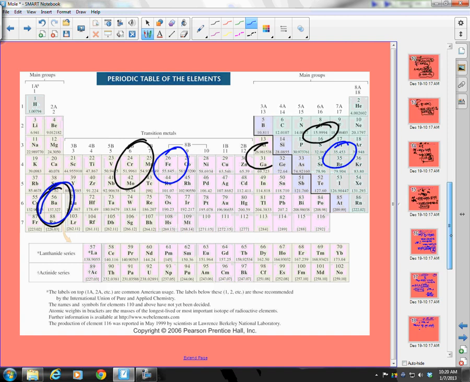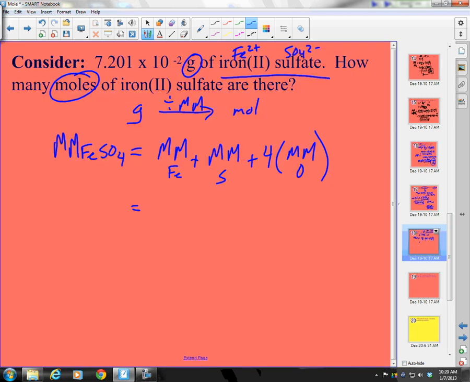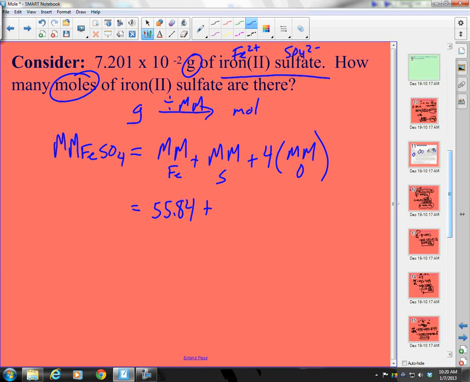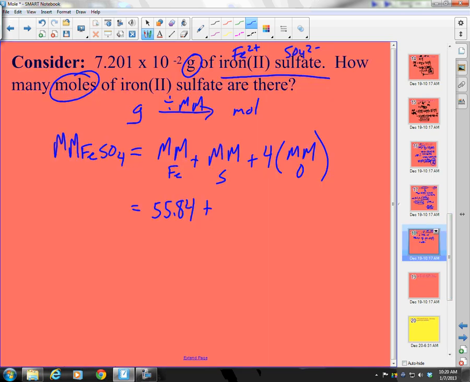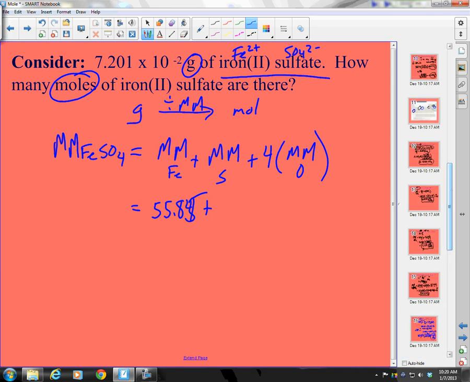55.84. We can go with 55.84, I think, here. Plus, what's my molar mass of sulfur? Oops. I guess 55.85 I should do. Sorry, I should round that, shouldn't I? 55.85, because we're only going with 2 decimals. What about my sulfur? Sulfur is what?